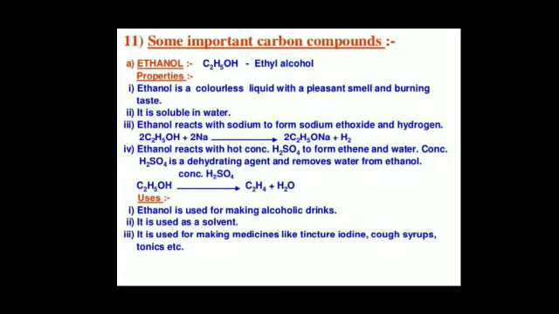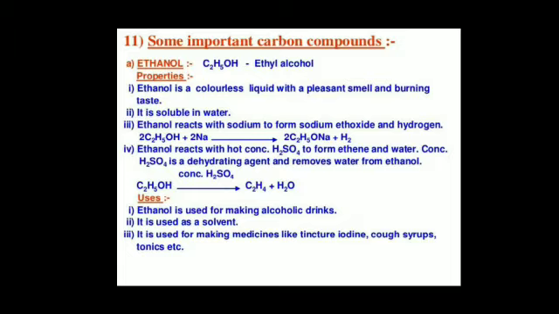So now the reactions of ethanol. First one, reaction with sodium. The chemical symbol of sodium is Na, and the chemical formula of ethanol is C2H5OH. So when the reaction between ethanol and sodium takes place, the products formed are sodium ethoxide, that is C2H5O⁻Na⁺, and hydrogen gas is evolved, that is H2.